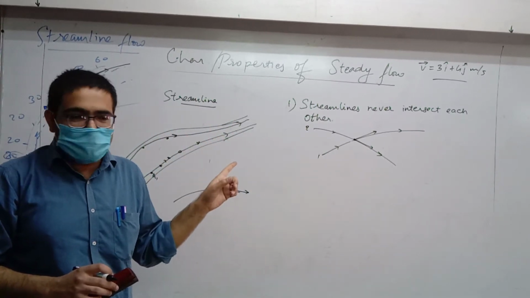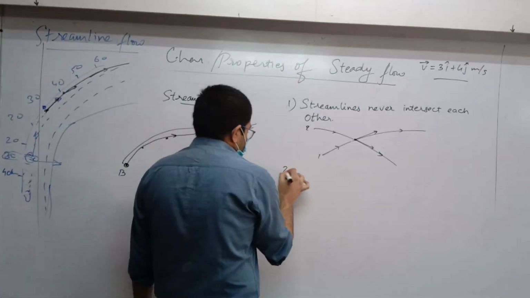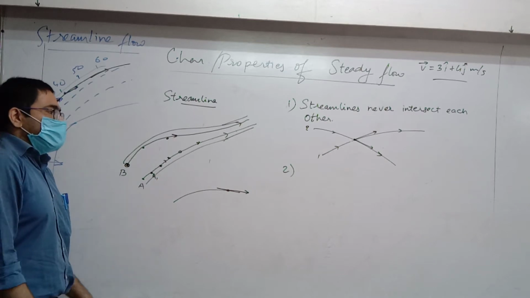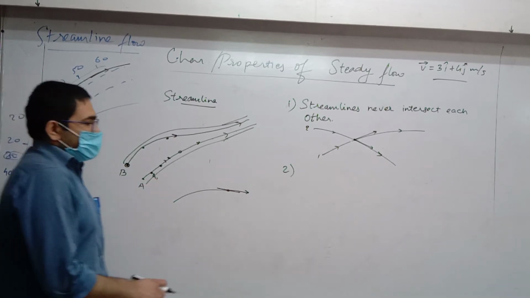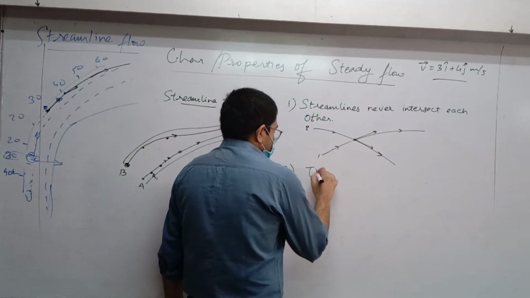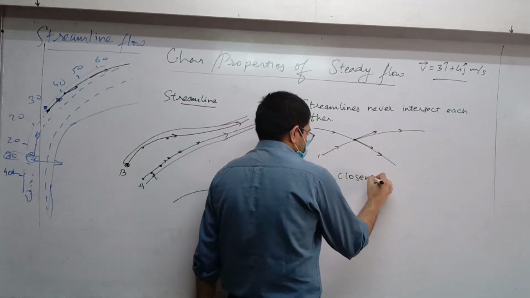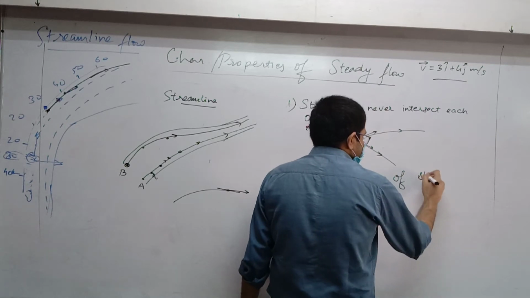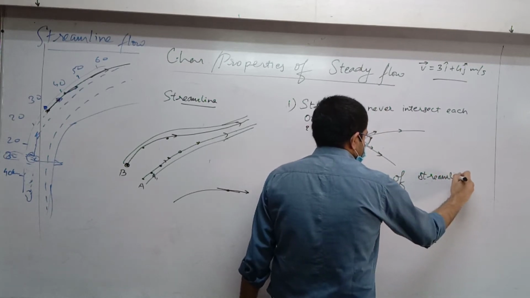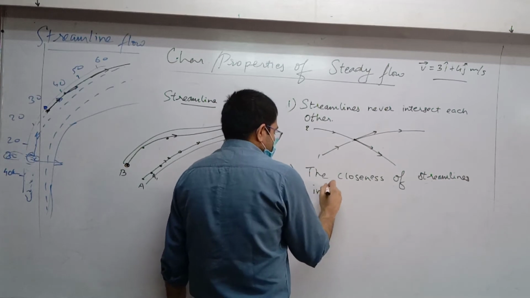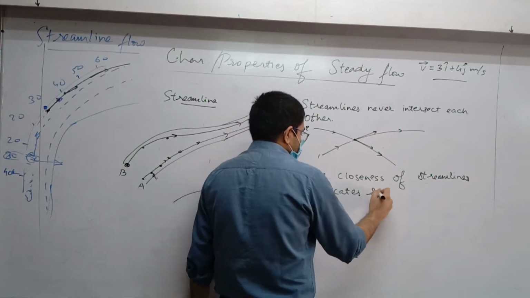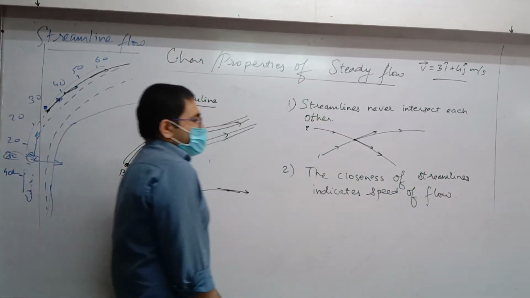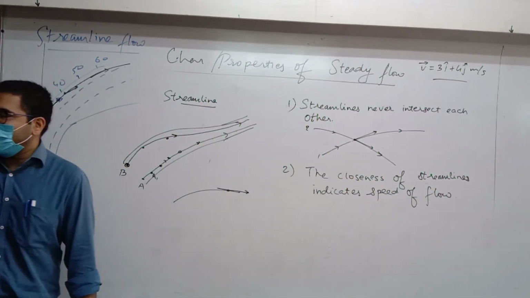Understood? Right? The second important point, keeping in mind this, is that the closeness of streamlines indicates speed of flow. The closeness of streamlines indicates speed of flow.